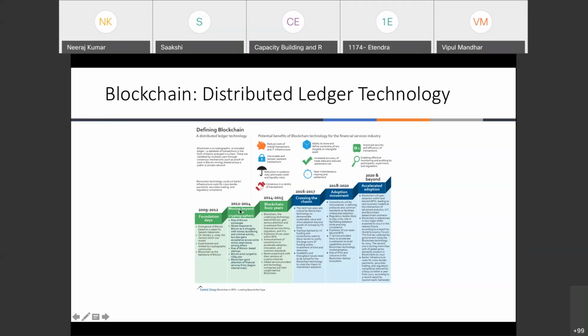Then we are moving beyond the cryptographers, the rise of Bitcoin exchanges between 2012 to 2014. Then from 2014 to 2015, there was a blockchain buzz year that was revolutionized. Then in 2016 to 2017, we have crossing this chasm, and 2018 to 2020 adaptation of movement, and finally we have this accelerated adoption of blockchain technology across the globe.